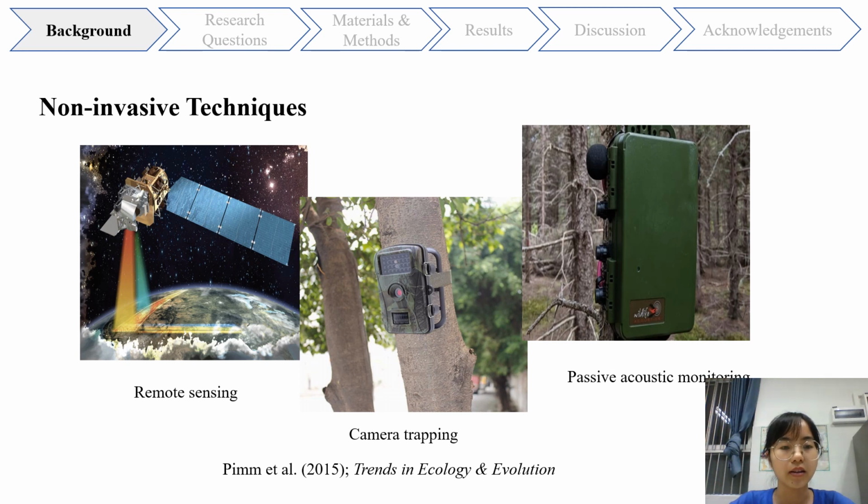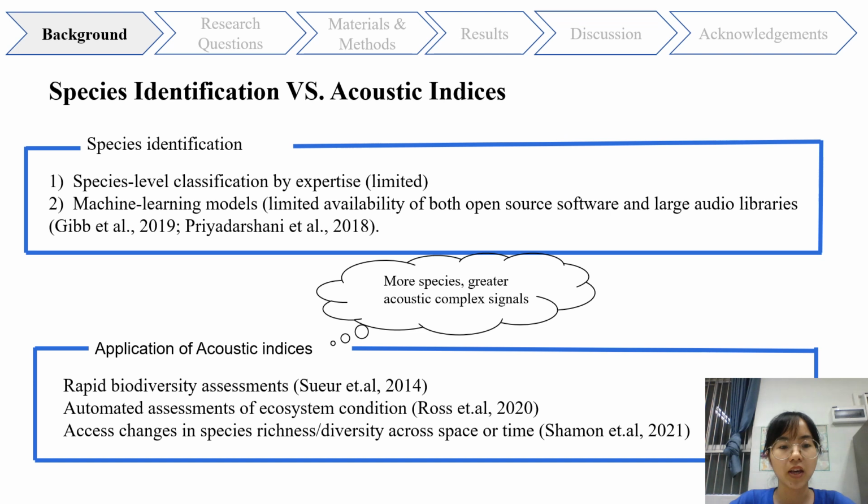Emerging technology and non-invasive methods are useful for monitoring animal or plant species. Remote sensing cameras and passive acoustic monitoring are pervasive in research. Species identification in research is commonplace, but it's limited by expertise or relies on machine learning methods. But acoustic indices can give us a chance to bypass these problems. The fundamental assumption is more species, more complex acoustic signals.